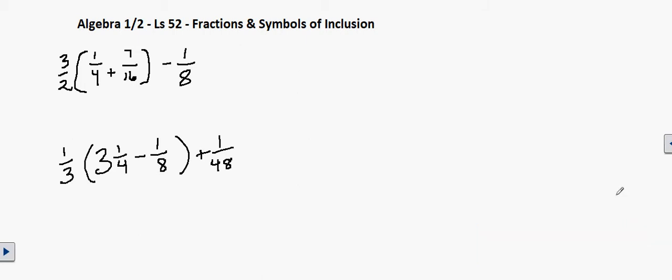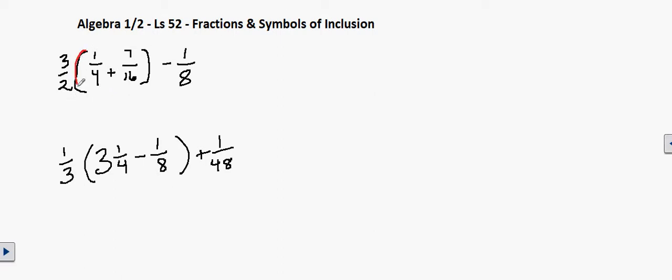All right, Algebra Half, lesson 52 involves fractions and those symbols of inclusion. So far, we've restricted practice with what we call symbols of inclusion with problems that have whole numbers only. Now we're going to add rational expressions, which means they can be shown as ratios. They are fractions. What is a symbol of inclusion? It's these guys right here, isn't it?